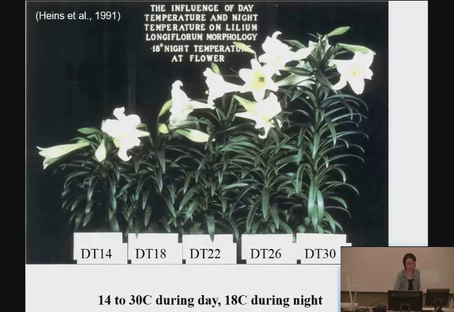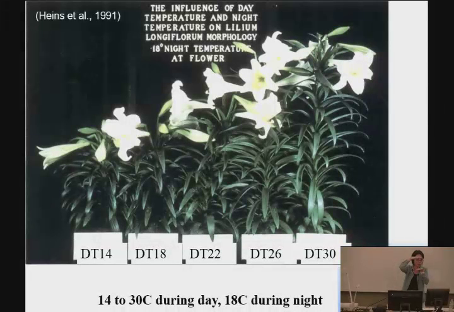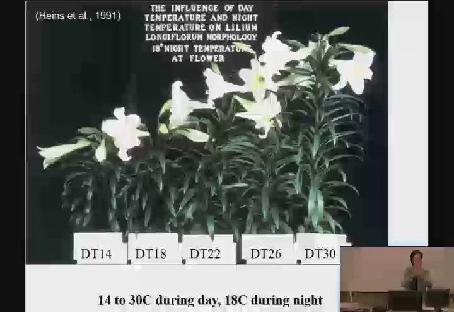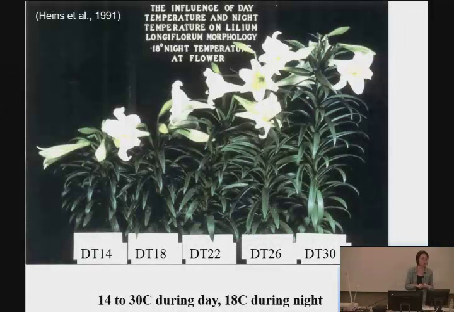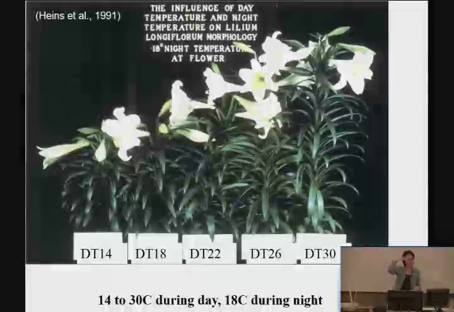But anyway, the quality of the Easter lily is very important, and one of the quality attributes is the height of the plant. If the height is very short, compact but with a big flower, that's the best Easter lily pot plant, if you are familiar with it. So this one is showing how temperature affects Easter lily stem elongation.